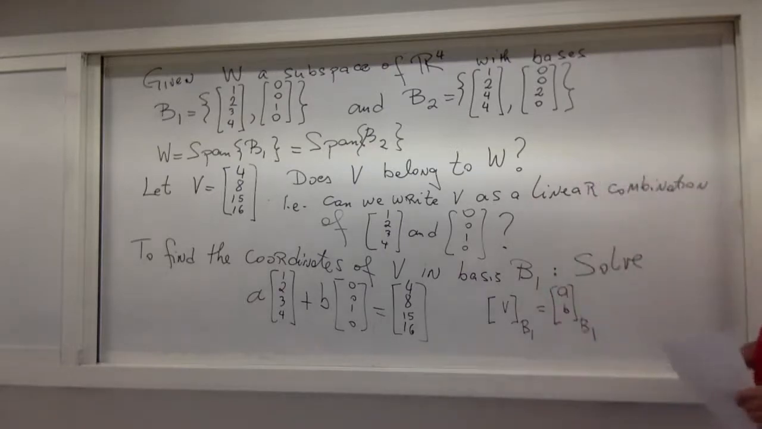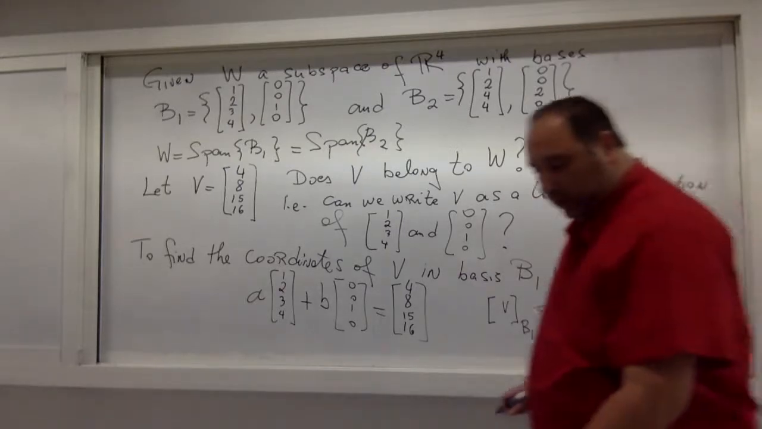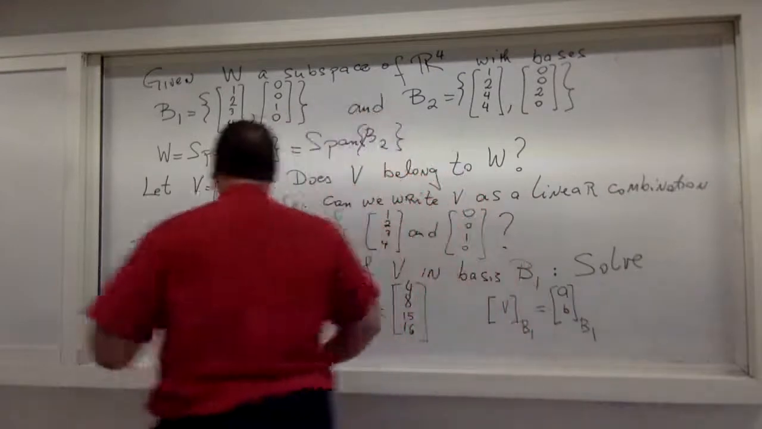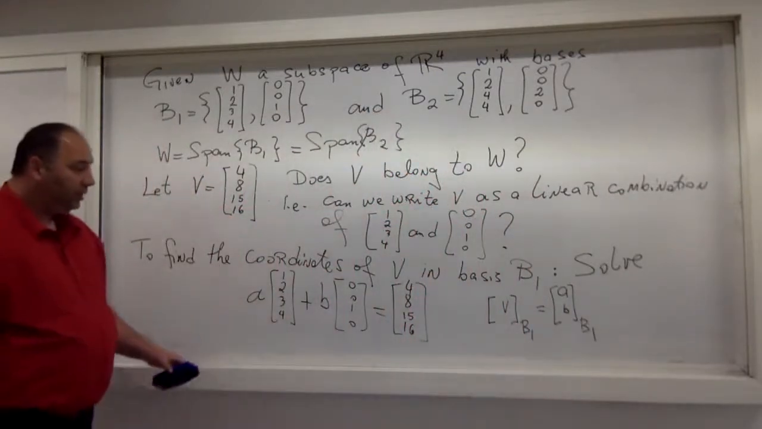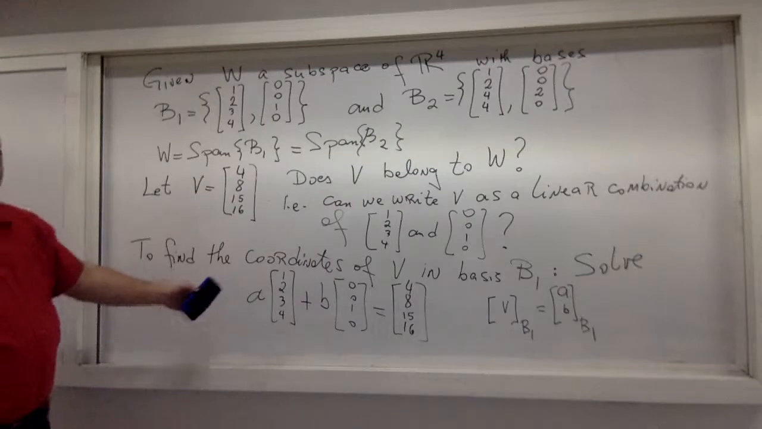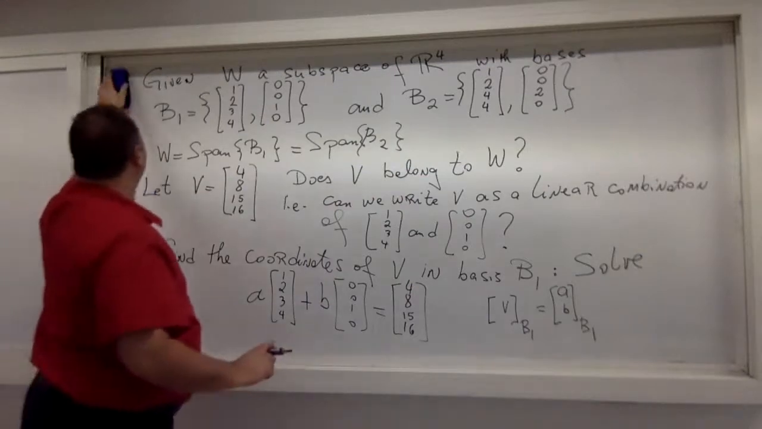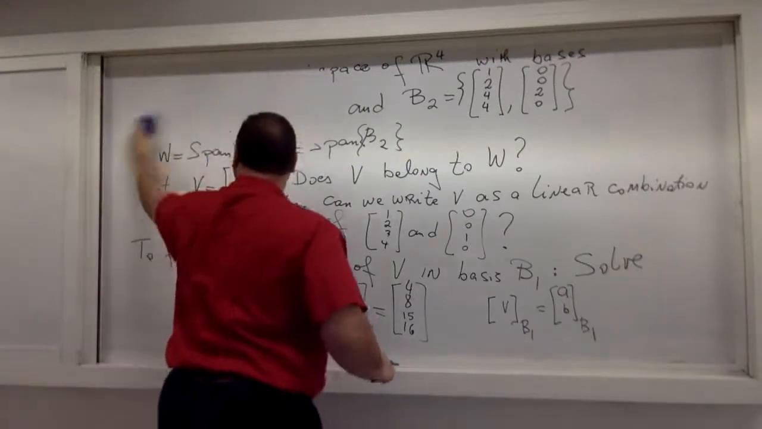Cool. How do I do this? Well, we learned that a long time ago. What do I need to do? I need to solve a system. What type of system? Ax equals b. Who's A, who's b? Let's write that.